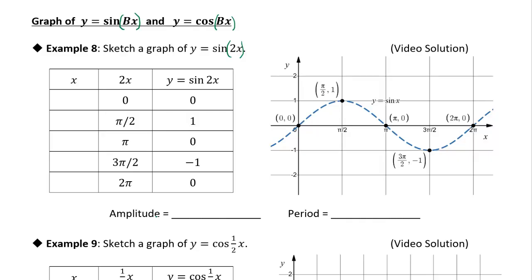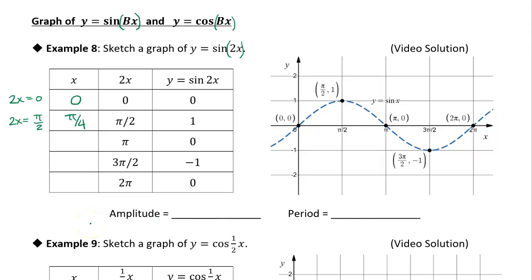Okay, so in this case, I'm basically going to solve 2x is equal to 0, and then figure out what x has to be to make 2x 0. Well, obviously x has to be 0. Okay, so again, here I'm solving 2x equals pi over 2, to get this x value. I want the x value that makes 2x equal to pi over 2. So basically I just need to divide both sides by 2 to get x by itself. So I'm going to get pi over 4.